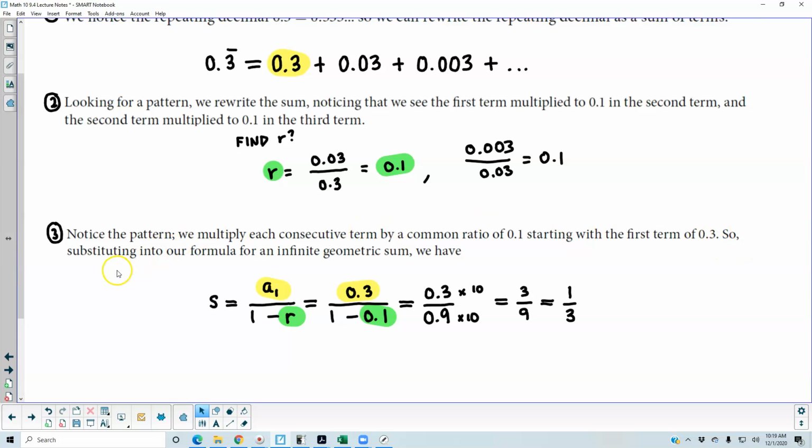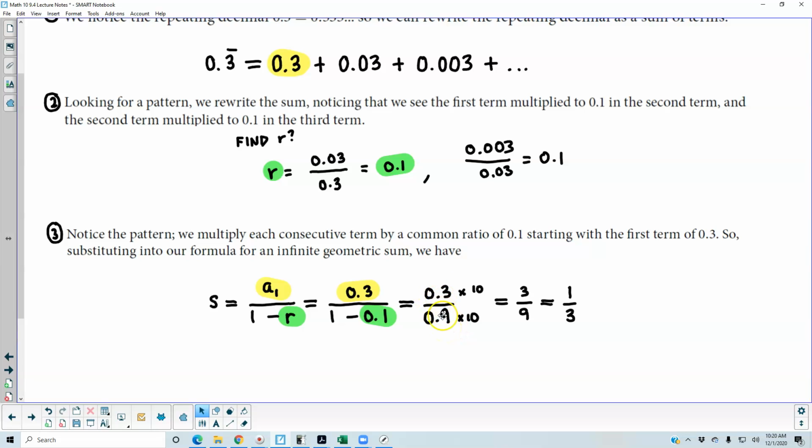So we can substitute these values into our formula for an infinite geometric sum. Again, S is going to equal the first term divided by 1 minus the common ratio, the first term being 0.3, divided by 1 minus the common ratio of 0.1. So we get 0.3 in the numerator, and 1 minus 0.1 is 0.9 in the denominator.